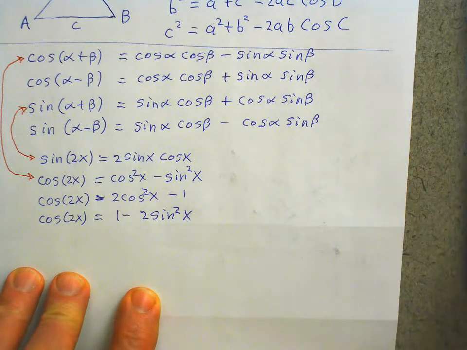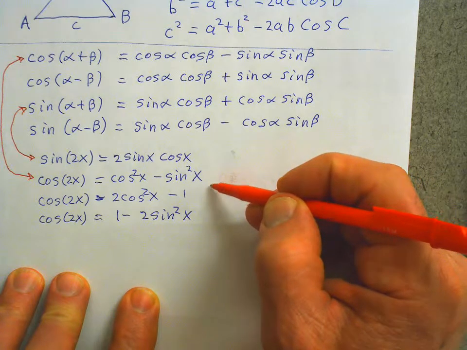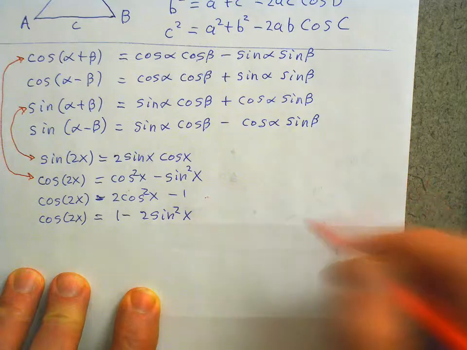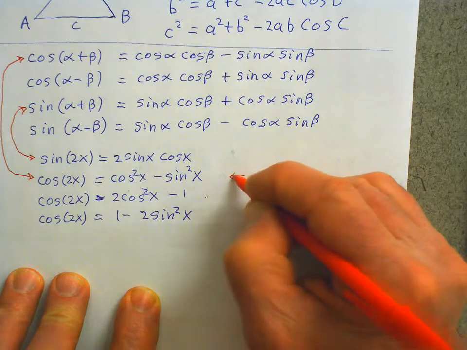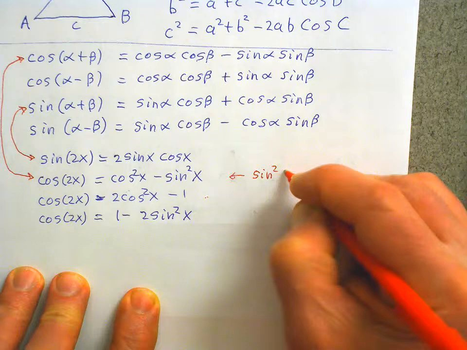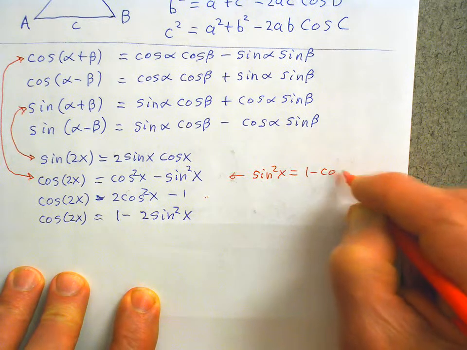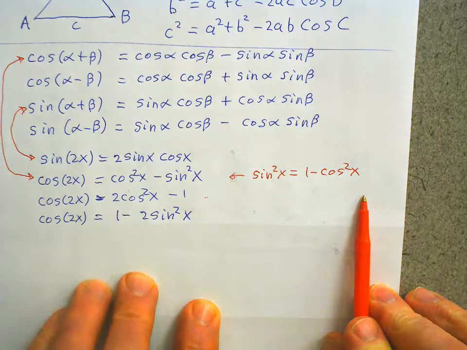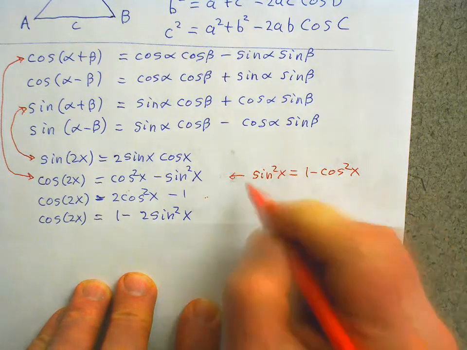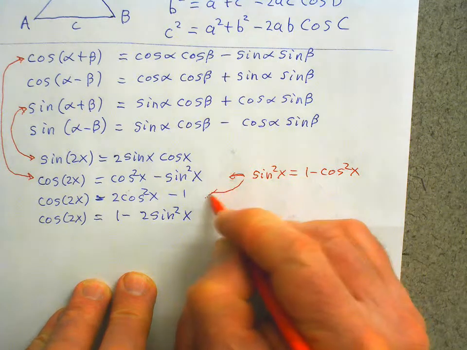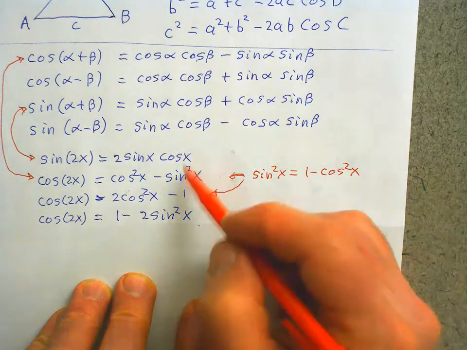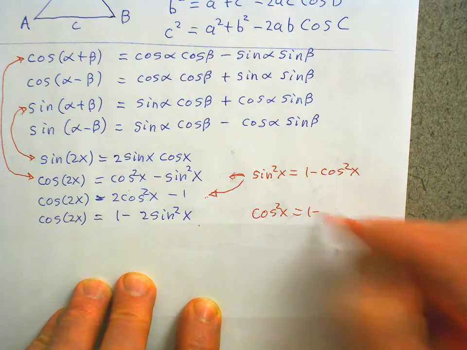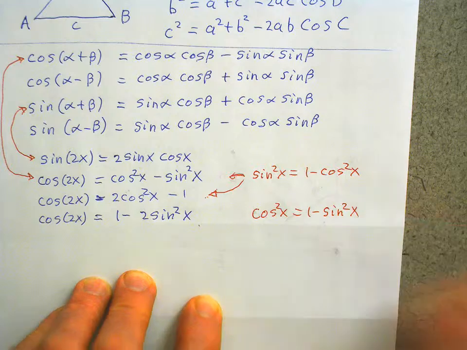And then to go from cosine of 2x equals cosine squared x minus sine squared x to this one, we replaced sine squared x with 1 minus cosine squared x. That's using the Pythagorean identity. That's what we did to get this one, and then to get that one from the original, we also replaced cosine squared x with 1 minus sine squared x.